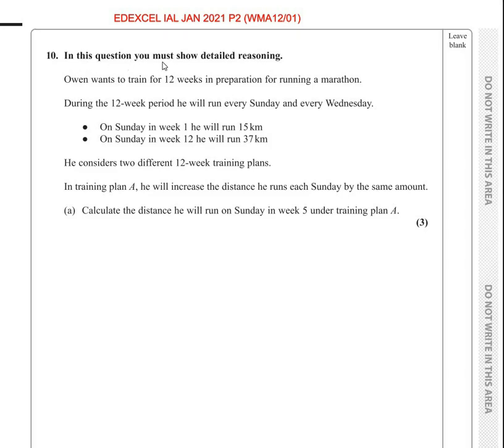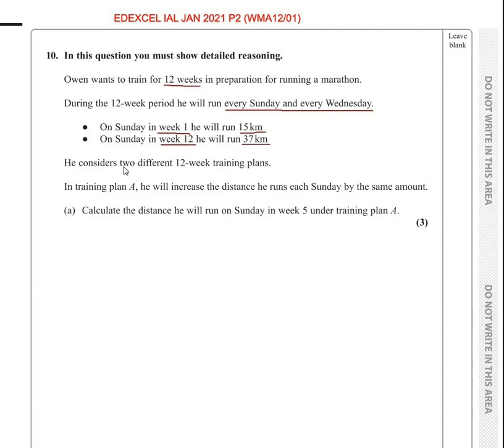In this question, you must show detailed reasoning. Owen wants to train for 12 weeks in preparation for running a marathon. During the 12-week period, he will run every Sunday and every Wednesday. On Sunday in week 1, he will run 15 kilometers. On Sunday in week 12, he will run 57 kilometers.